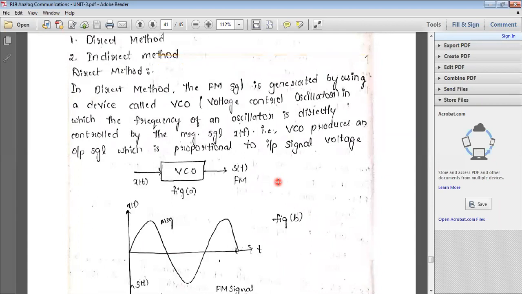So for that, in the direct method, we generally use a voltage control oscillator device. What is the purpose of the voltage control oscillator? You know VCO. What is VCO?